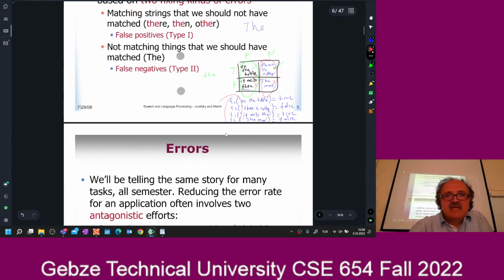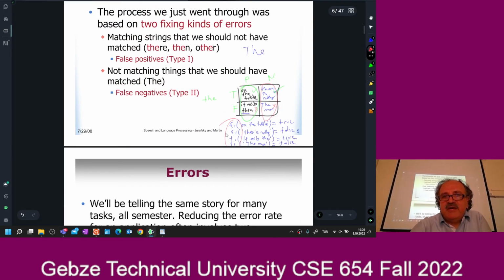Okay, so these are type 1 and type 2 errors. Type 1s are false positives and type 2s are false negatives. Okay, actually most of the time I don't care which one is which.